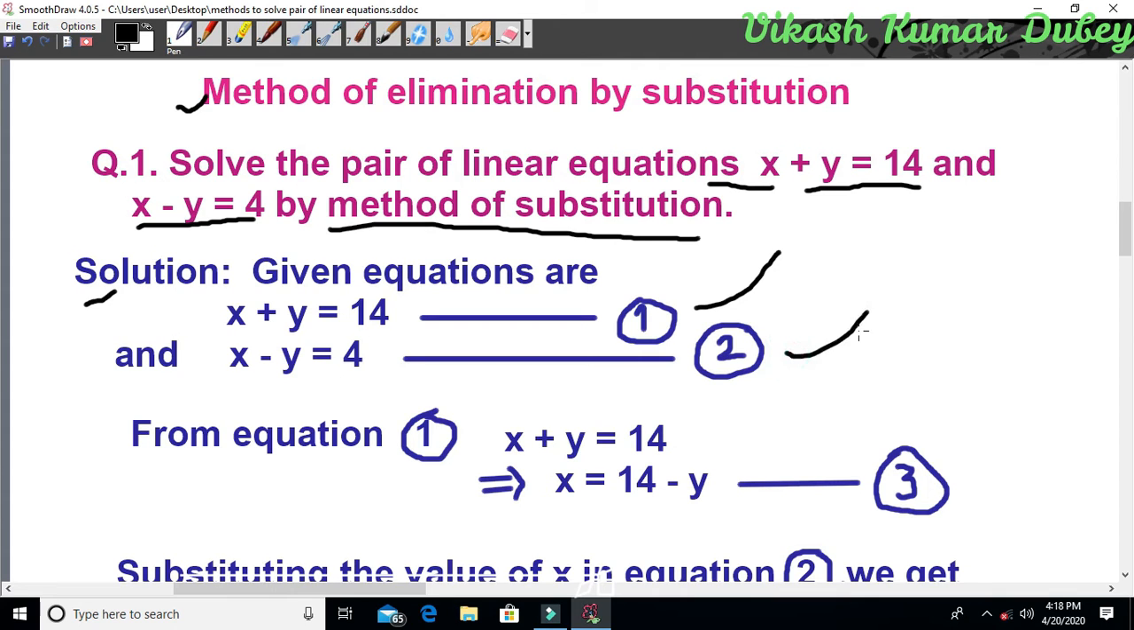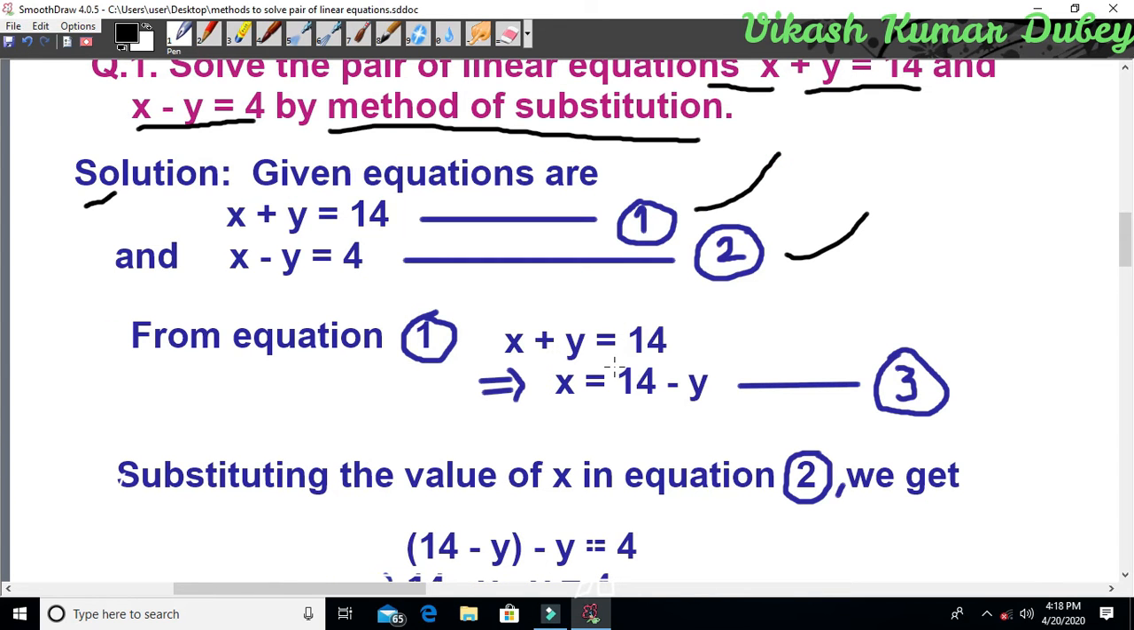So the very first step is to make two equations, equation 1 and equation 2, and next you have to pick any one equation. I am picking equation 1. From equation 1 I write x plus y is equal to 14, and now send this y to the RHS, so it will be minus y, and in the LHS you have only x. So x is equal to 14 minus y, make it equation 3.